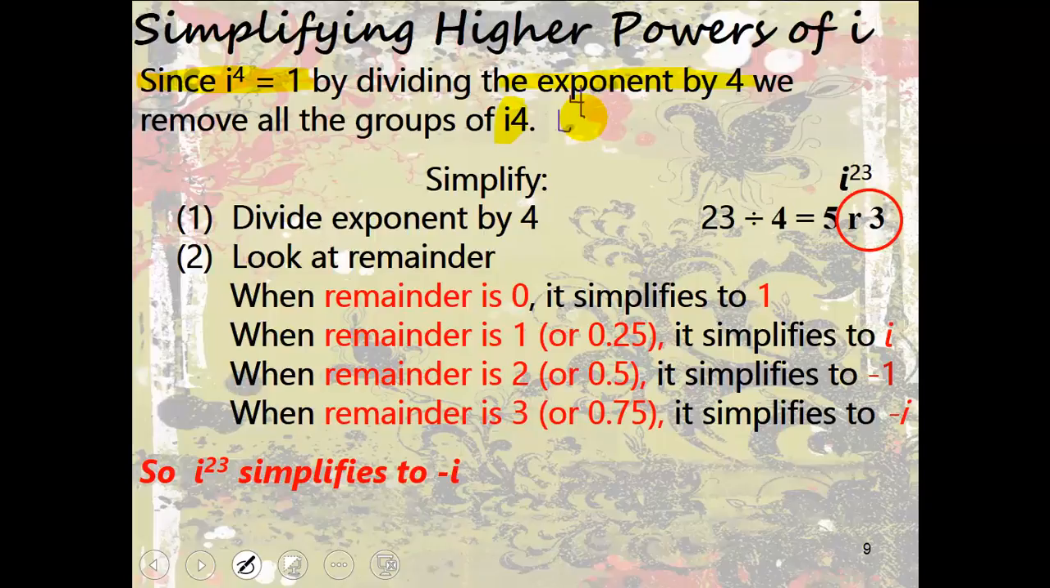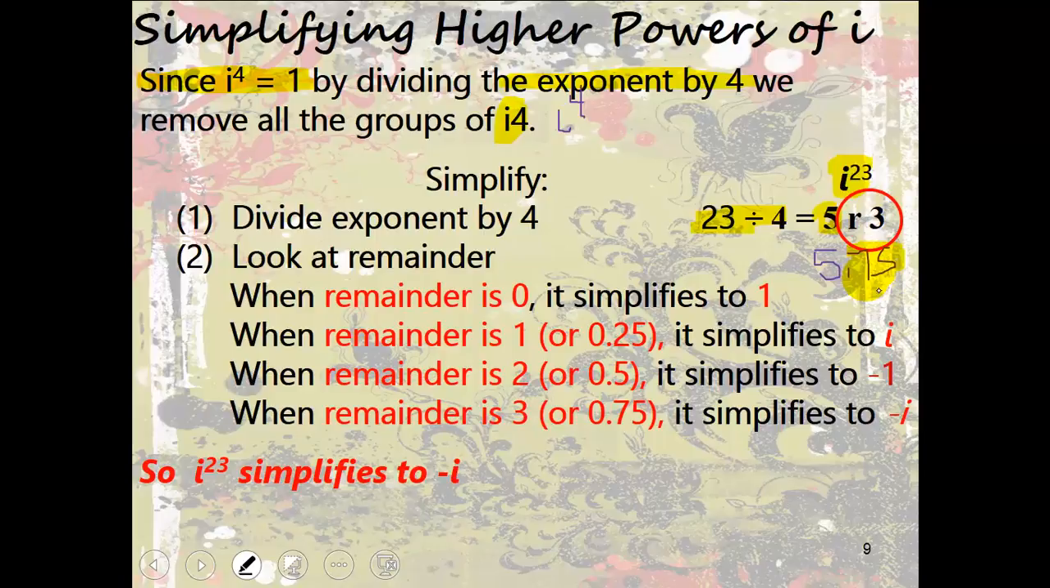So if you have i to the 23rd, let's just say, and we want to simplify it, it's super easy to do because all you have to do is focus on the exponent remainder after you divide by 4. So you're going to divide the exponent by 4. So we get 23 divided by 4. Well, that's 5 with a remainder of 3, or 5.75. You can either look at it as a remainder of 3 or 5.75. Now, focus simply on that remainder, the remainder of 3 or 0.75.